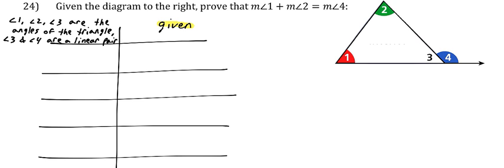Alright? So I said given that angles 1, 2, and 3 are the angles of the triangle, and angle 3 and 4, that's these ones, are a linear pair. Cool, whatever. Let's get started with this.